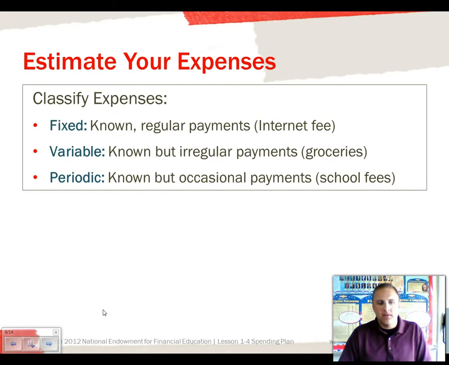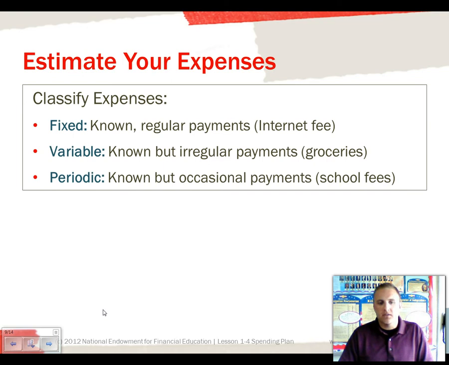So once we have these expenses now and we have our income, we can look at the different type of expenses that we need to plan for. The first is a fixed expense. We know that a fixed expense is a regular payment. It's something that comes every month. Something like a house payment, a car insurance payment, a phone bill. In this case, we use an internet fee as our example.